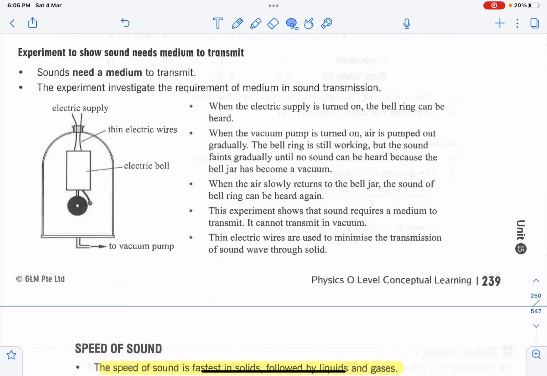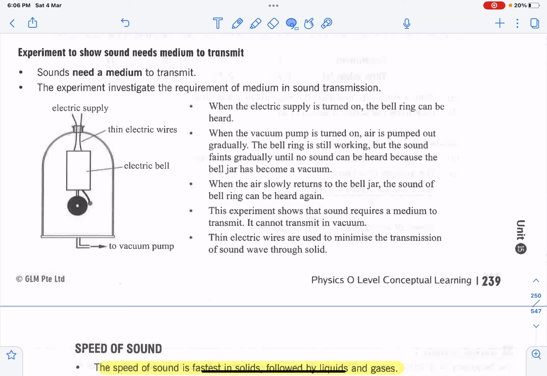Okay, next is the experiment to show sound needs a medium to transmit. Sound will actually need a medium to transmit, and the experiment investigates the requirement of a medium in sound transmission. When the electric supply is turned on, the bell ring can be heard. When the vacuum pump is turned on, air is pumped out gradually. The bell is still working, but the sound fades gradually until no sound can be heard because the bell jar has become a vacuum. When the air slowly returns to the bell jar, the sound of the bell ring can be heard again. This experiment shows that sound requires a medium to transmit. It cannot transmit in a vacuum.